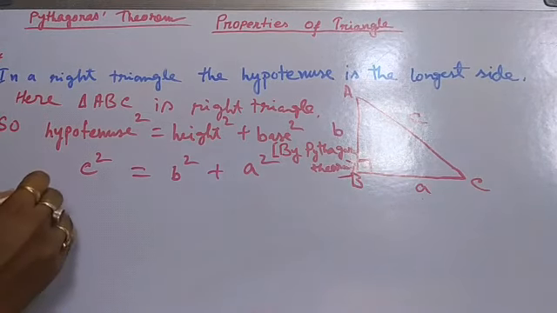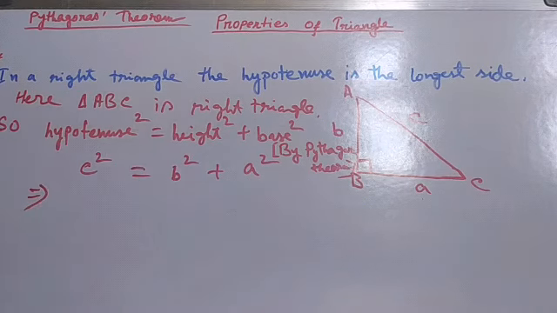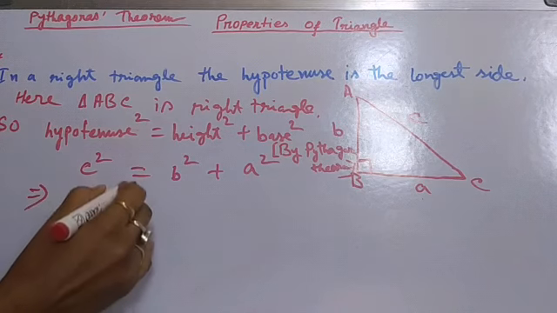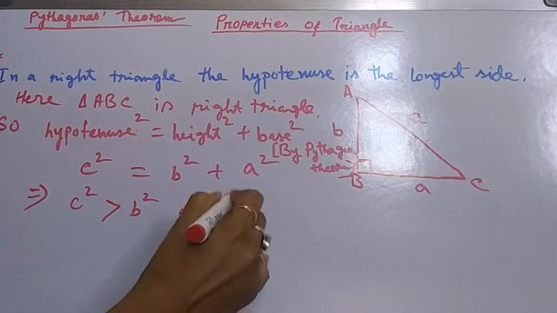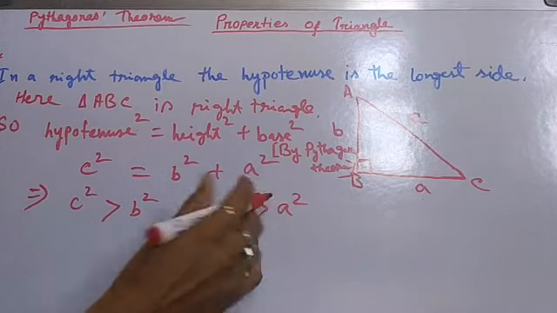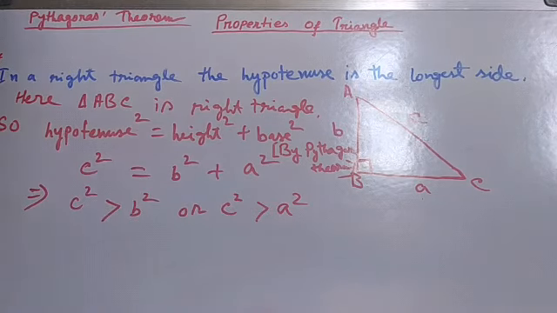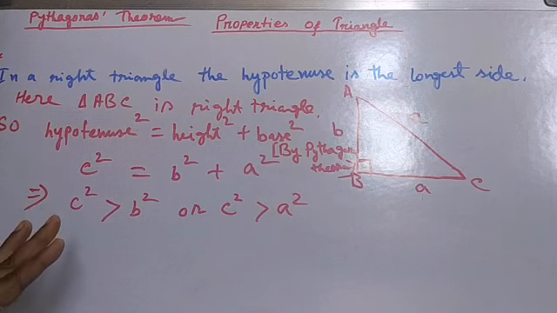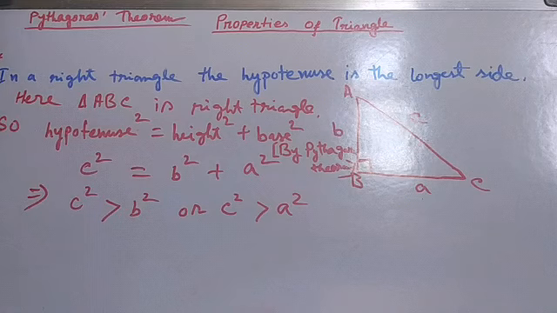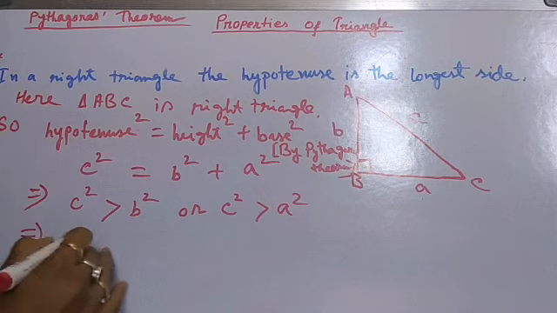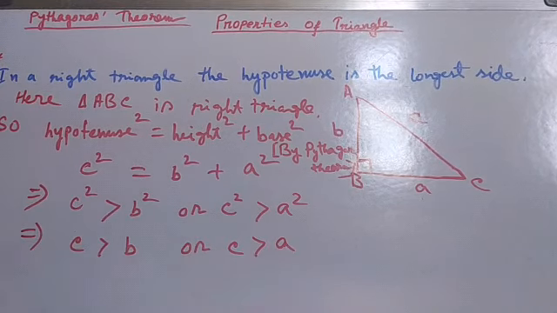Now C square equal to B square plus A square. So easily we can write that C square is greater than B square or C square is greater than A square, because C square is equal to the sum of A square and B square. So C square is greater than B square or C square is greater than A square, which implies C is greater than B or C is greater than A.